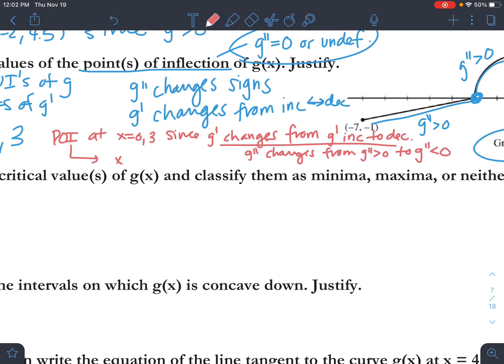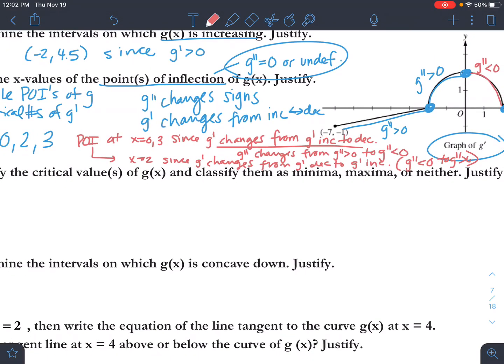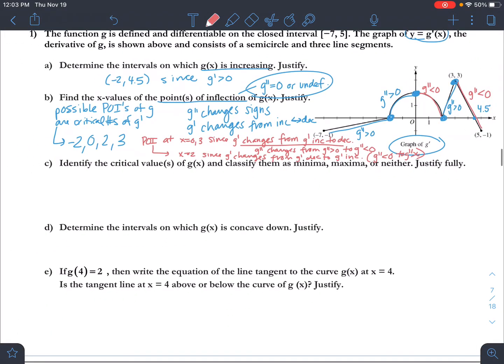So there's also a POI, point of inflection, at x equals 2, since g prime changes, sorry, there's not a lot of room, guys, from g prime decreasing to g prime increasing. Or again, you could say g double prime negative to g double prime positive. Okay, so that's how we would find our points of inflection on a g prime graph. We're actually looking for where the slopes change, or like those maxes and mins, or any type of undefined slope. Those corners are also a candidate.